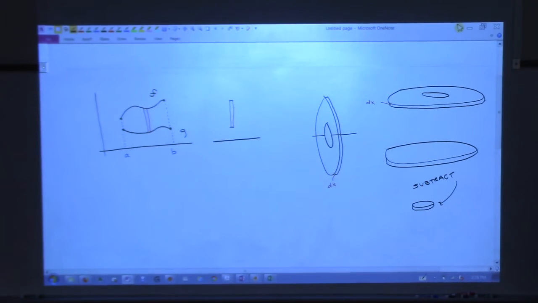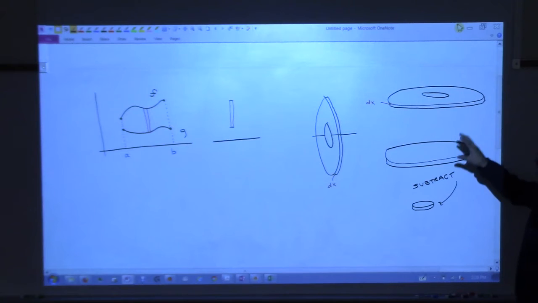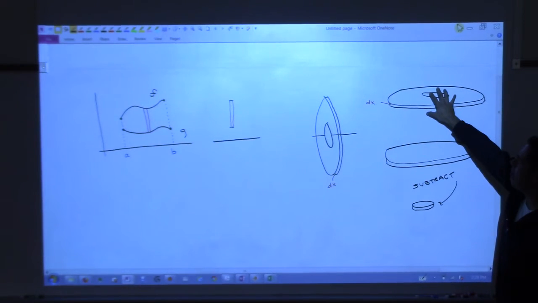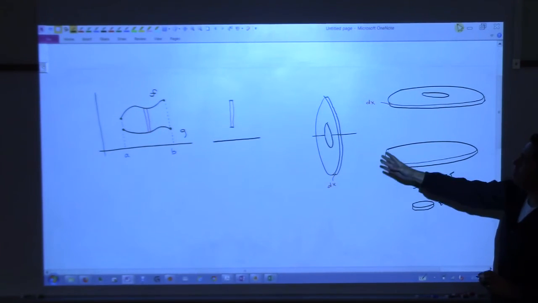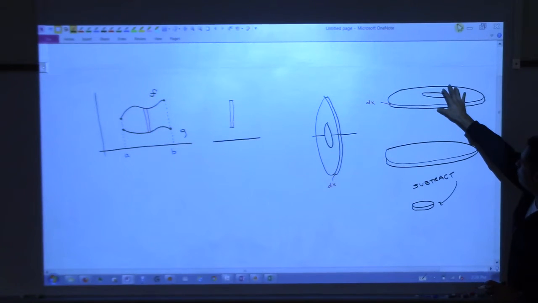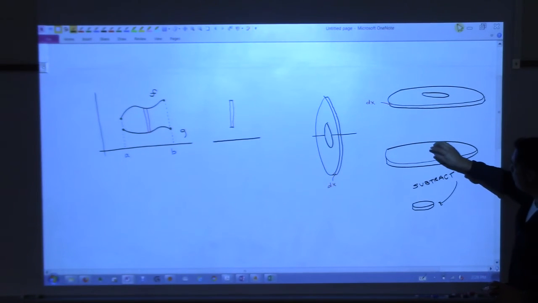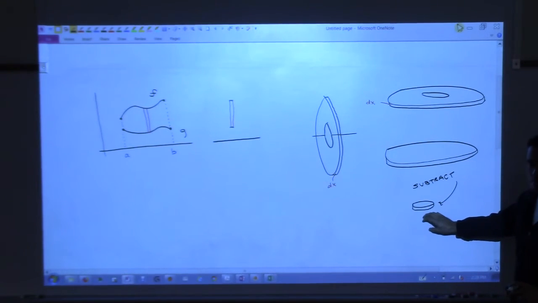Y'all still with me? All right. So if I could come up with a formula for the volume of that, then I could use an integral to add them all up. What is the formula for the volume of that? Well, it's the formula for the volume of this minus the formula for the volume of this, right?